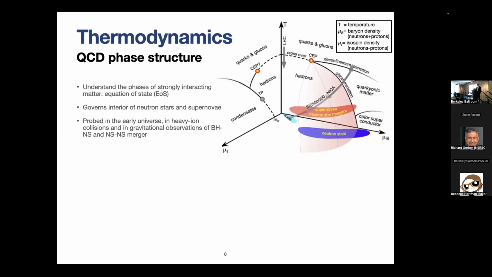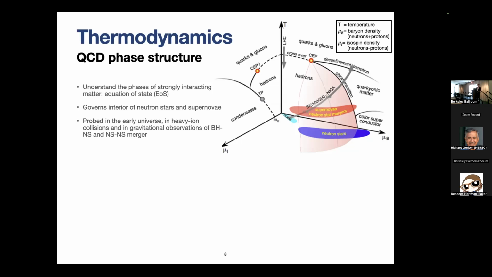So let me start talking about thermodynamics of the vacuum of this theory. So really the phase structure of this theory. This is really described by the equation of state, relations between pressure and density and things like this. And this is really important as it describes matter that we observe in various different places.